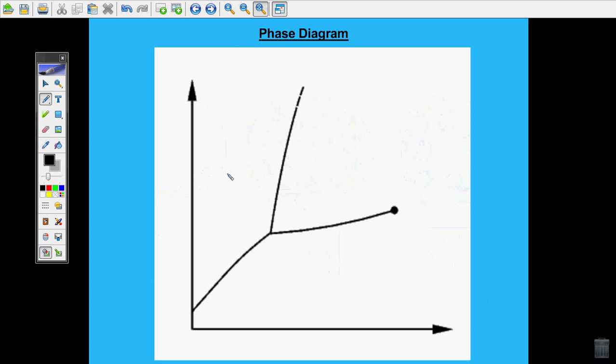Alright, this is a phase diagram. Every compound and element has a phase diagram, and it tells you at a certain pressure and temperature what phase you'll be in, a solid, liquid, or gas. So here we've got pressure on the y-axis and temperature on the x-axis.